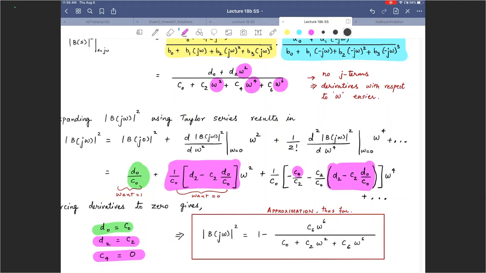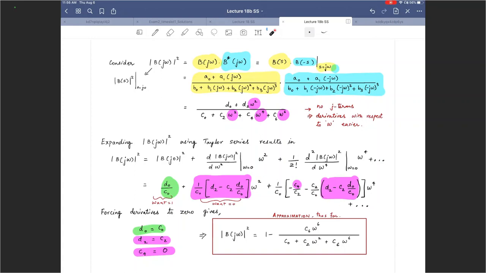Now using this, so far the approximation has become magnitude squared of b of j omega is, now we have used d0 equals c0. After using these three conditions, we can write that out in terms of c6, c0, and c2. Only three coefficients to determine now. 1 minus c6 omega 6 divided by c0 plus c2 omega squared plus c6 omega power 6. So we are still down to three coefficients that we need to find out in order to get a Butterworth filter as close to an ideal filter as possible.